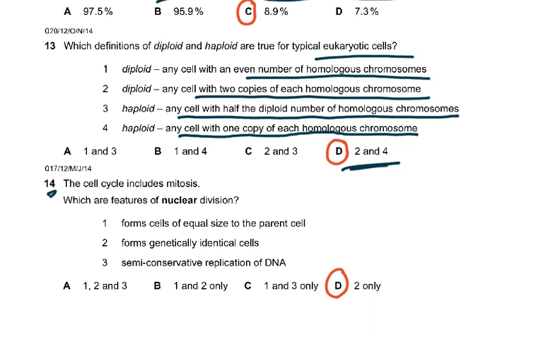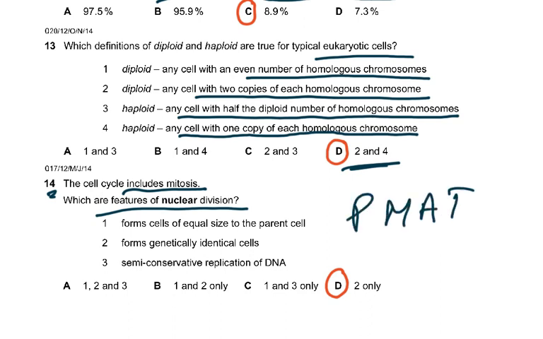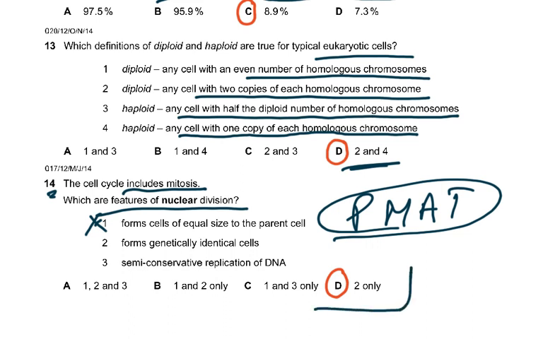The cell cycle includes mitosis. Which are features of nuclear division? Prophase, metaphase, anaphase, and telophase, P, M, A, T, are the only parts of mitosis. Interphase is not part of mitosis. Cytokinesis is not part of mitosis. So, forms cells of equal size to the parent cell, that would be cytokinesis, so 1 is out. It's wrong. Forms genetically identical cells, yes. Semi-conservative replication of DNA occurs in interphase, not in mitosis. It's the S phase of interphase.